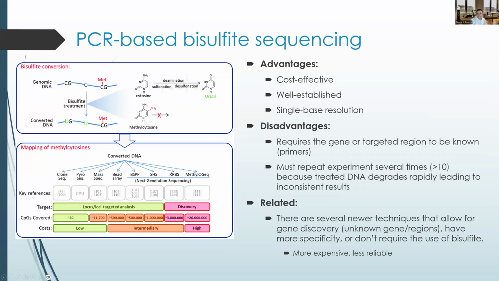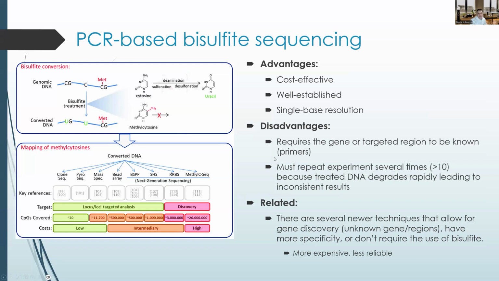Disadvantages. Well, first off, because you're going to follow this with sequencing, you need to know the gene or genes, so a whole targeted region has to be known. Under the baseline, you're looking at about 20 CpGs. You need to know what region you're looking at. If you're looking for gene discovery, you're going to have to use one of these more costly approaches following the treatment with bisulfite. The other thing is the bisulfite treatment is kind of harsh, and that means the DNA can degrade fairly rapidly after being treated with bisulfite.